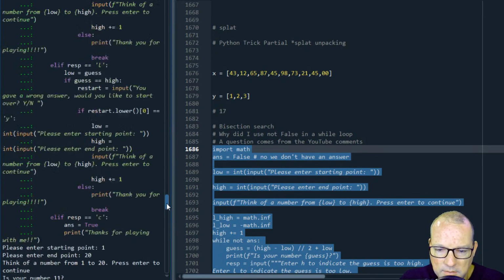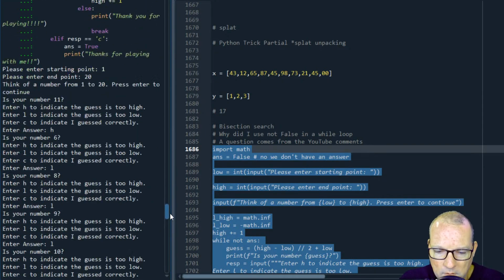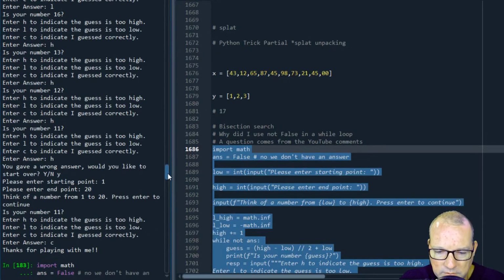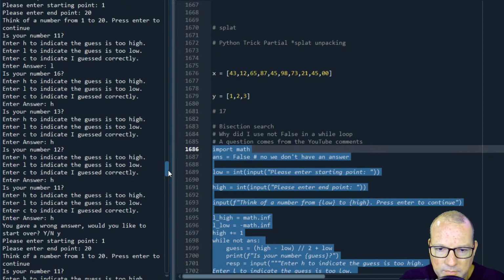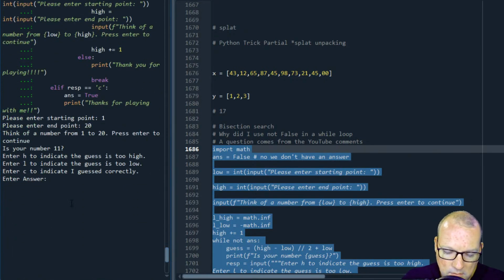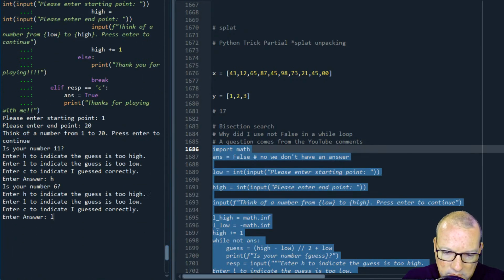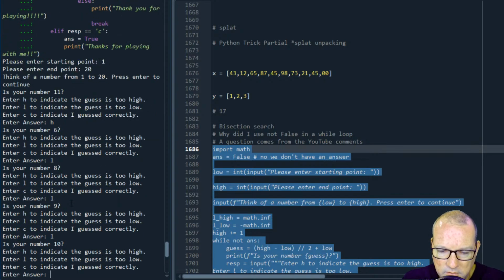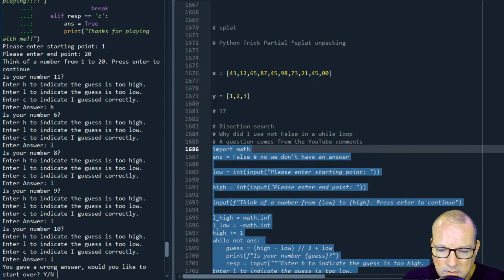Let's see. How far will this go back? So we went too high, too high. So our first guess was low, so we need to do the reverse of it. Too high, too low, too low, too low, too low. Bingo.